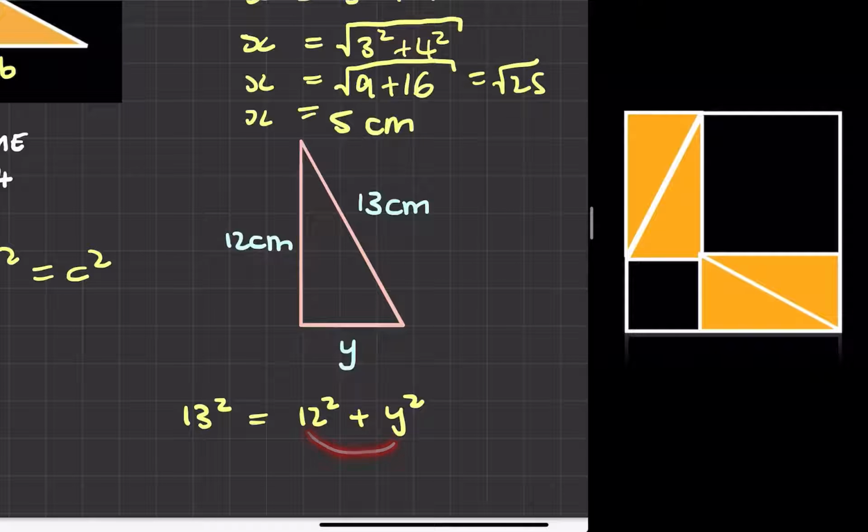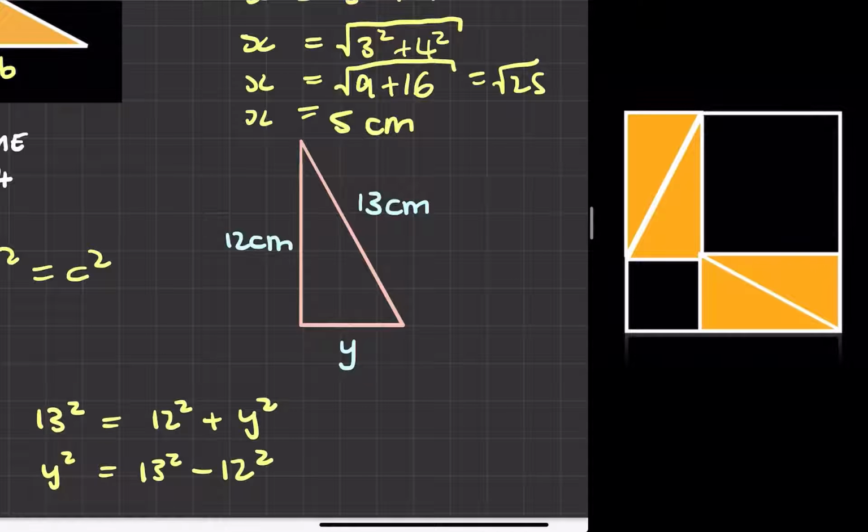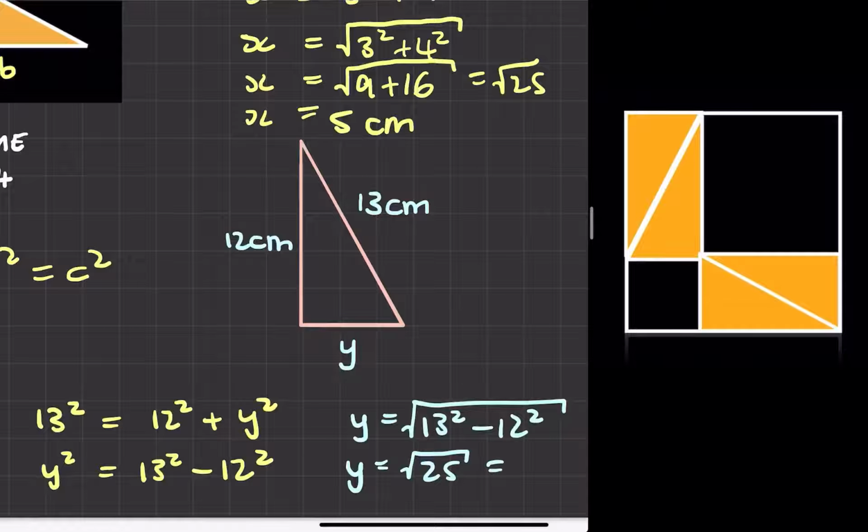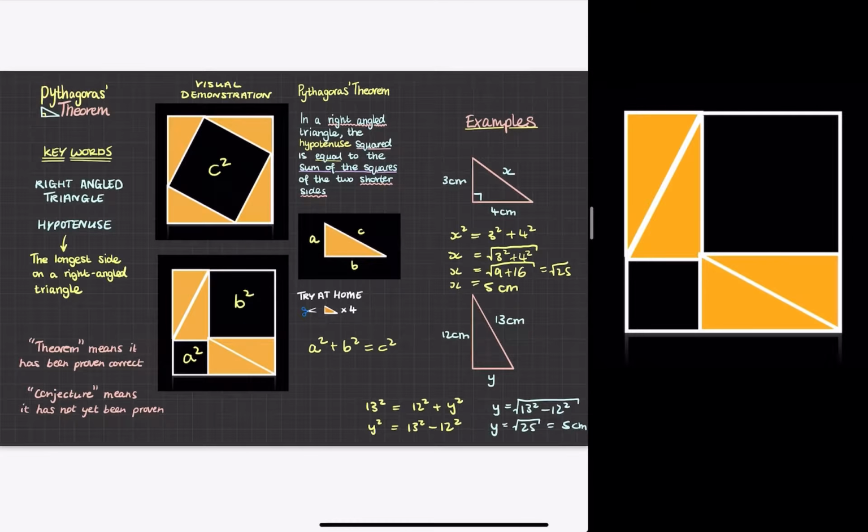If these two add together to make this one, then that means that y squared is equal to 13 squared, take away the 12 squared. I'm running out of space here, aren't I? Let me move this over. So I could say that y is equal to the square root of 13 squared minus 12 squared. And this just so happens to make the square root of 25, which also equals 5. So we can say that y equals 5 centimeters. Let's put it here. There we go. And that is a quick look at Pythagoras.